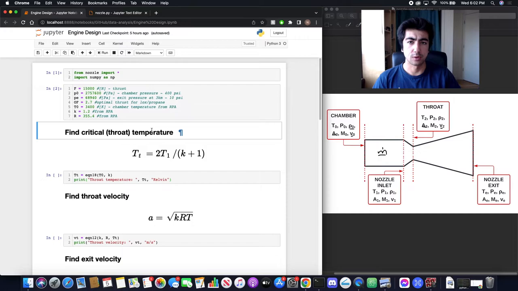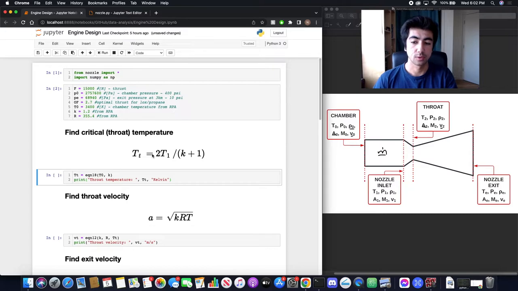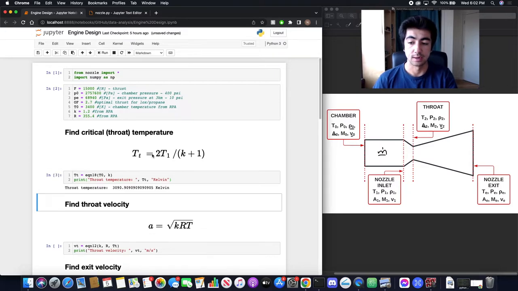Again, the reason we want to know temperature is because the more intensive properties we know about these points, the closer that gets us to finding this density value. To find our throat temperature, we could solve this equation, and here I have a function that does it quickly for us. We can see that at the throat, our temperature is 3000 Kelvin. So this makes sense, right?